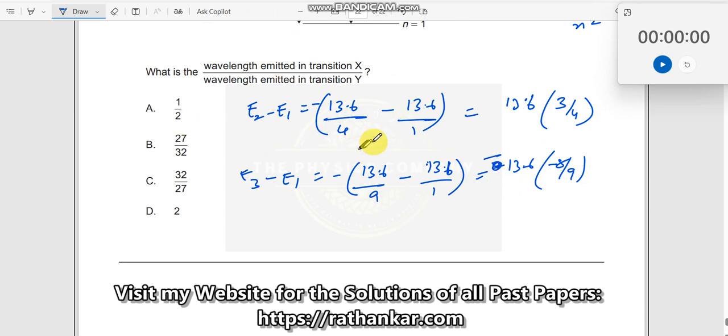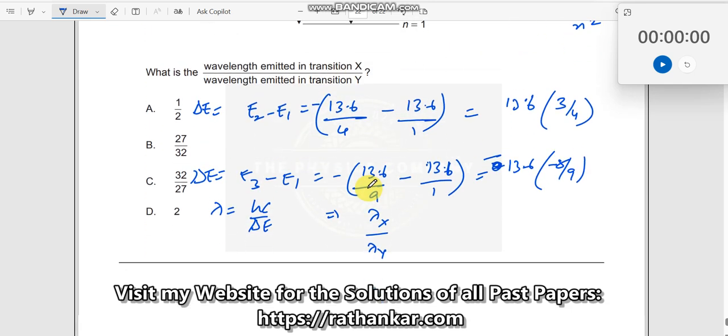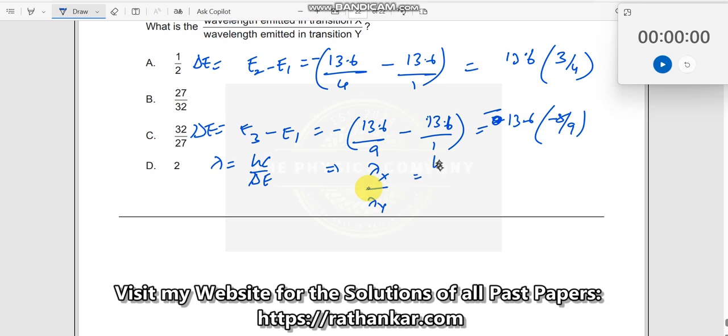This is energy levels here. I want to get the wavelengths. How do I get wavelengths? From energy differences. I know lambda is equal to hc by delta E, so lambda is inversely proportional to delta E. You have got delta E here, and here also we have got delta E. So what is he asking? He is asking you to find out lambda x divided by lambda y, which should now be equal to hc divided by delta Ex, divided by hc divided by delta Ey. Now the hc goes away, and you get delta Ey divided by delta Ex, right?